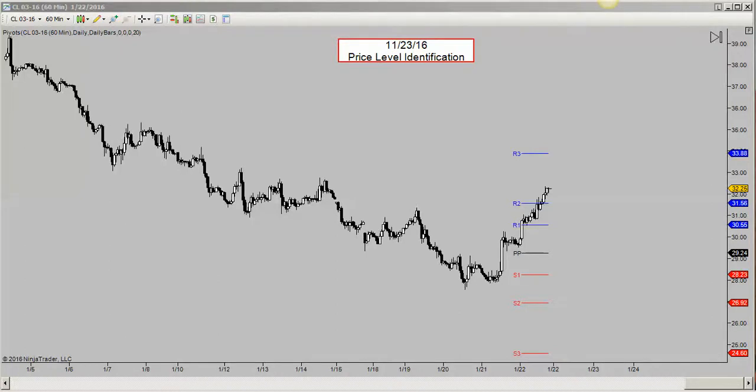Good evening. This is January 23rd, 2016. I just wanted to do another video on price level identification. I'm taking everything off the charts. I'm stripping it down to just price action.